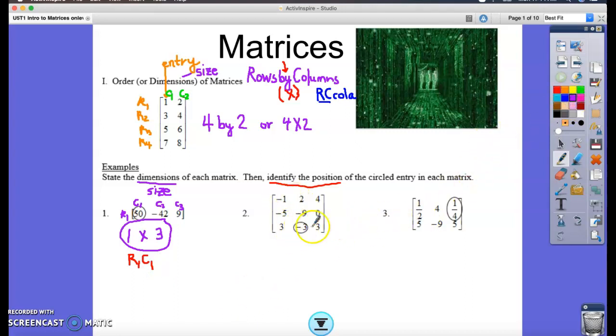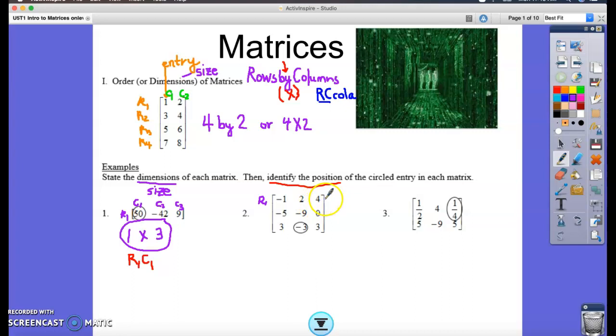Number 2, I have this lovely matrix here. This is what we call a square matrix. Now think about the properties of a square. A square has the exact measurement for each of its angles, but it also has the exact measurement for each of its sides. So this will have the exact same number of rows and the exact same number of columns. This is a square matrix.